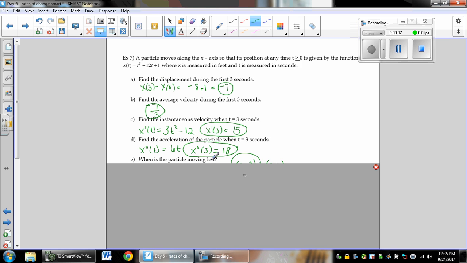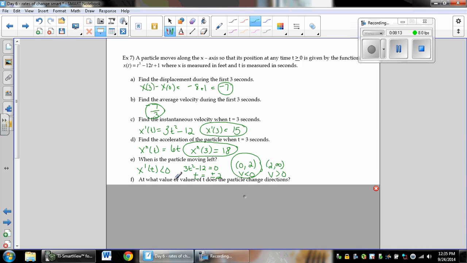So to figure out when it's moving to the left, I need to know when velocity is negative. So what I did here is I took my x prime and said this needs to be less than 0. So I set my derivative equal to 0, got plus or minus 2. However, we're only concerned with when t is greater than 0. So from 0 to 2, it's probably moving one direction. And then from 2 to infinity, it's probably moving in another direction, because at 2, the velocity equals 0.